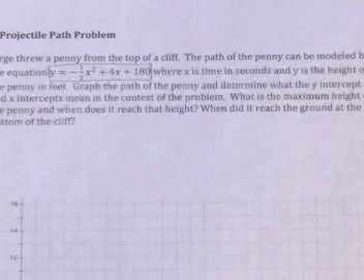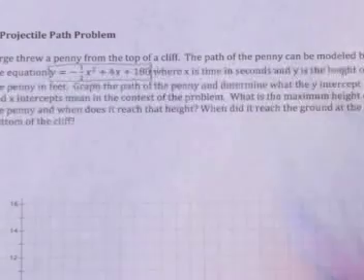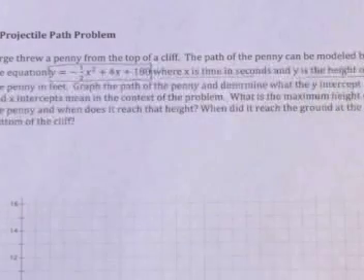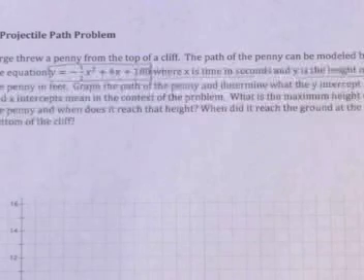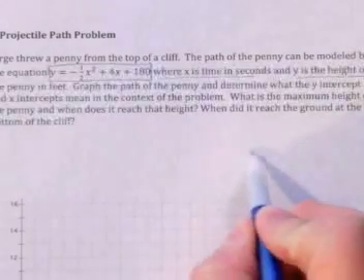Jorge threw a penny from the top of a cliff. The path of the penny can be modeled by the equation y equals -1/2 x squared plus 4x plus 180, where x is time in seconds and y is the height of the penny in feet. And it asks us to graph the path of the penny and determine what the y-intercept and x-intercept mean. It also wants us to find the maximum height of the penny and when it reaches that height. And then last but not least, when did it reach the ground at the bottom of a cliff?